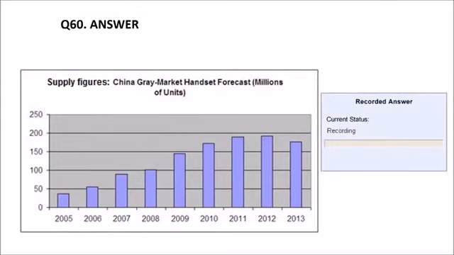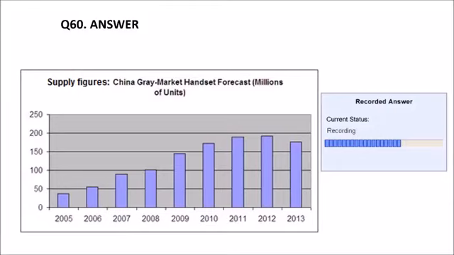This bar graph represents the supply figures of China's gray market for handsets in millions of units between year 2005 and 2013. In year 2005, the supply was at its lowest with less than 50 million units. The supply figure was incremental until year 2012. After that there was a decline. In year 2012, China supplied almost 200 million handsets.